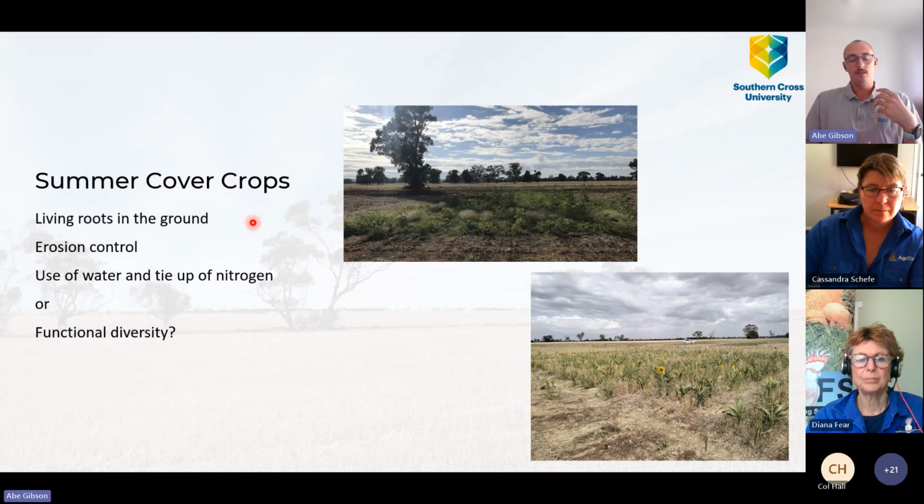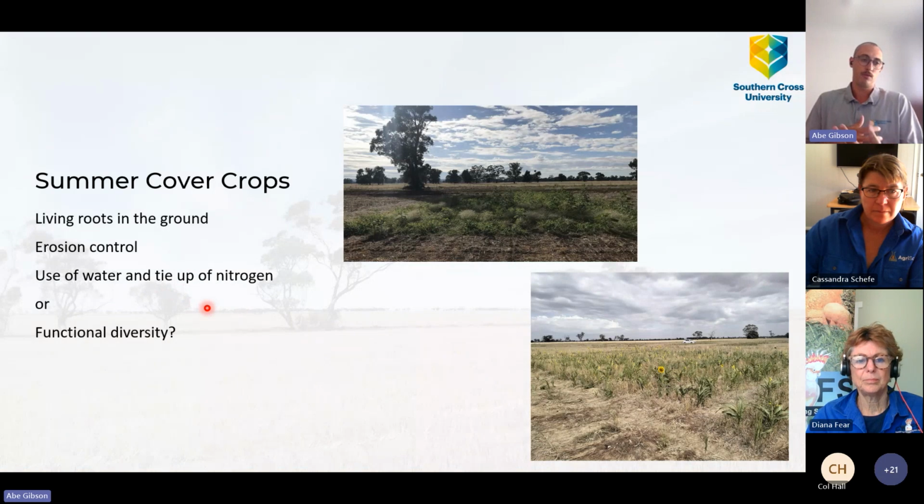So just briefly, to define the benefits of these things and how they look in our system. Our summer cover crop is basically a cover that's grown in the fallow of our winter cropping system. The processes that should be driving benefits around soil health and soil carbon in these systems are having living roots in the ground rather than a fallow, but also offering additional erosion control. But one of the main limitations that people see around summer cover crops is the use of water over that fallow period, but also the type of nitrogen as well.